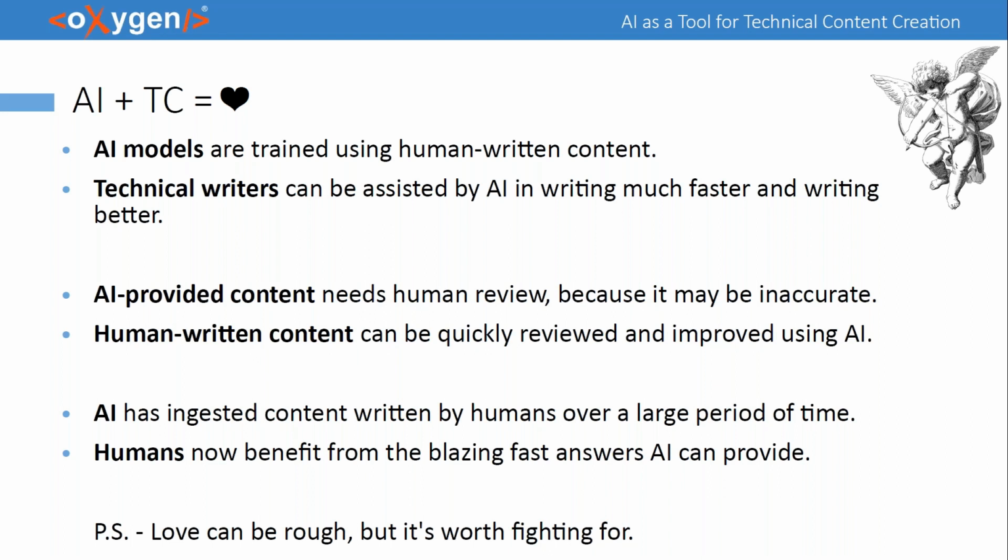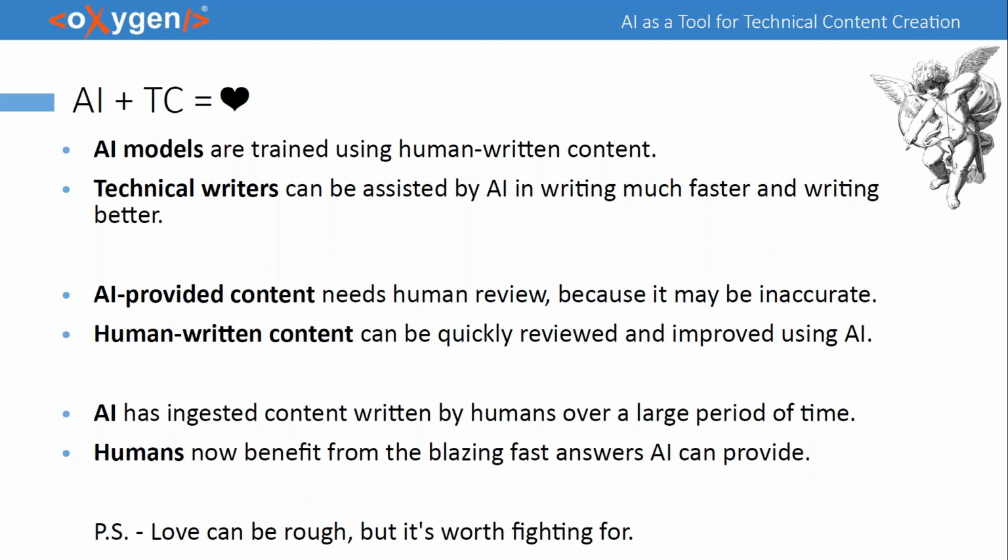Secondly, the AI generated content really needs human review at this point, at least, because it may be inaccurate, and it is inaccurate at times. But on the other hand, we can also benefit from the help that the artificial intelligence can bring in quickly reviewing our content. So we need to review the AI generated content, but AI can also help us quickly review and improve our content.